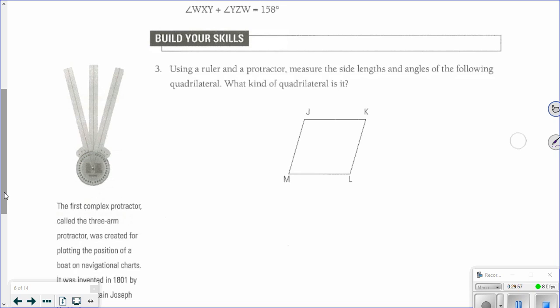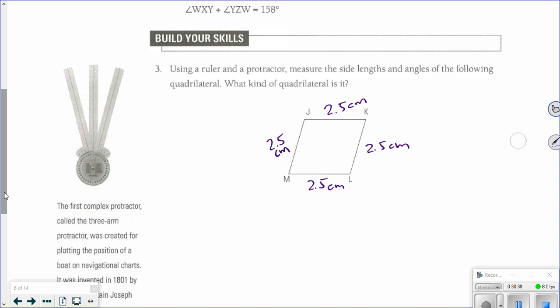Okay, build your skills number 3 says using a ruler and a protractor, measure the side lengths and angles of the following quadrilateral. What kind of quadrilateral is it? This means physically take out a ruler and take out a protractor and measure your angles and measure your lines. If you do it, and on my photocopy, my numbers might be slightly different, but I got that this is 2.5 centimeters, 2.5 centimeters, 2.5 centimeters, and 2.5 centimeters.